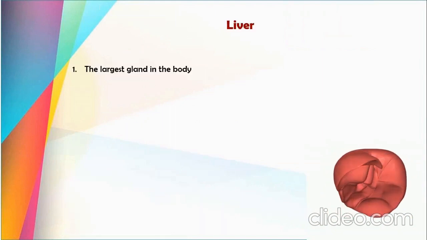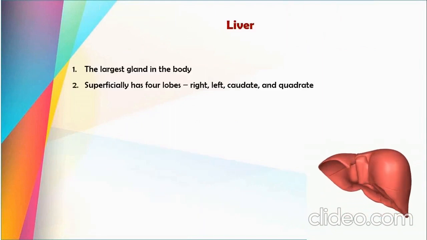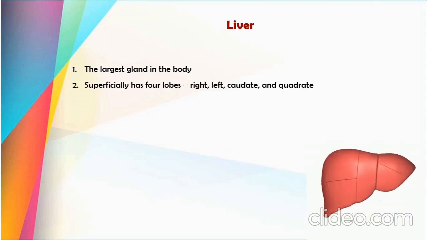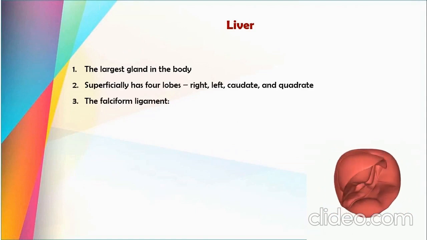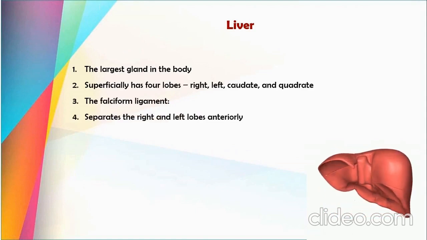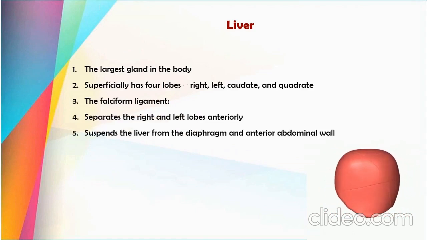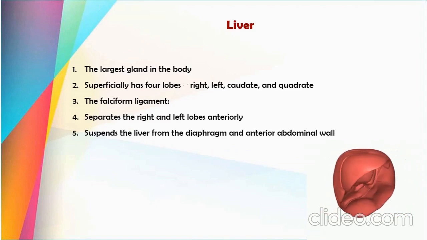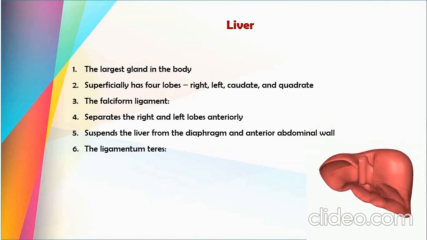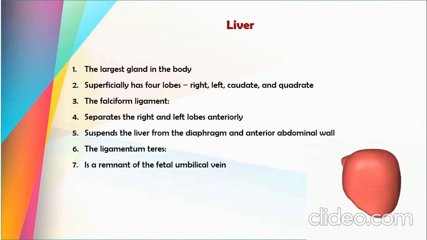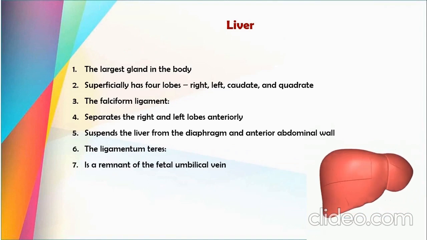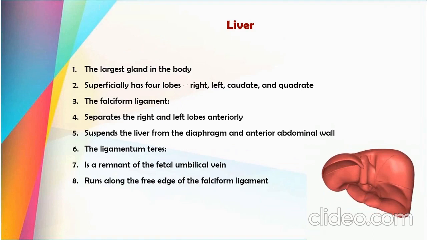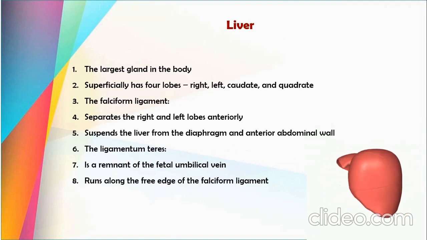Next is the liver, the largest gland in the body. Superficially it has four lobes: right, left, caudate and quadrate. The falciform ligament separates the right and left lobes anteriorly, and suspends the liver from the diaphragm and anterior abdominal wall. The ligamentum teres is a remnant of the fetal umbilical vein, and runs along the free edge of the falciform ligament.